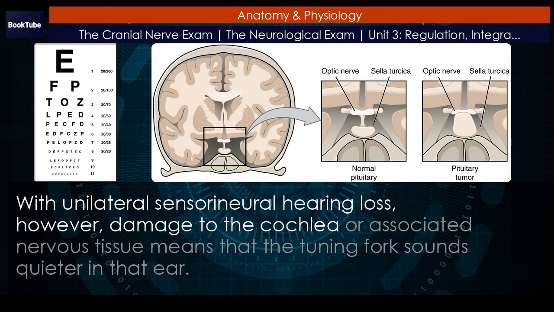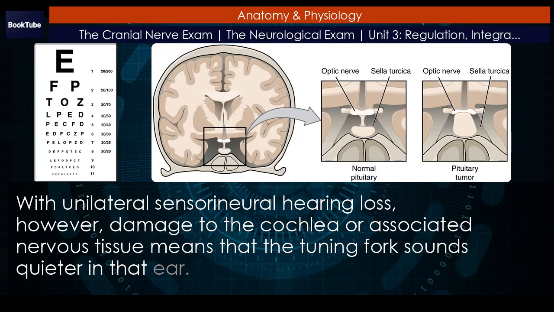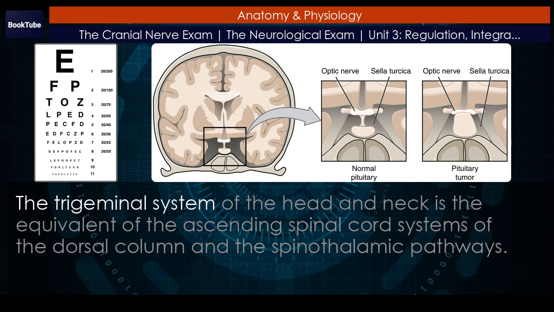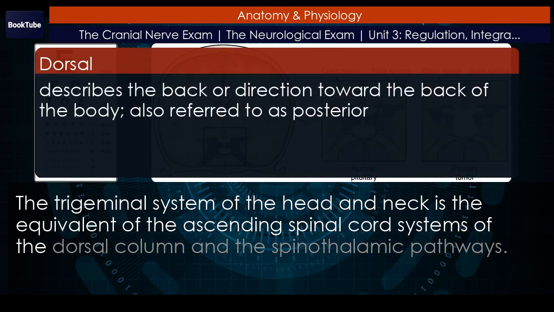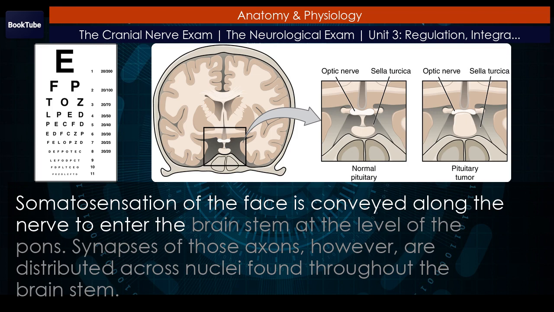However, damage to the cochlea or associated nervous tissue means that the tuning fork sounds quieter in that ear. The trigeminal system of the head and neck is the equivalent of the ascending spinal cord systems of the dorsal column and the spinothalamic pathways. Somatosensation of the face is conveyed along the nerve to enter the brainstem at the level of the pons.